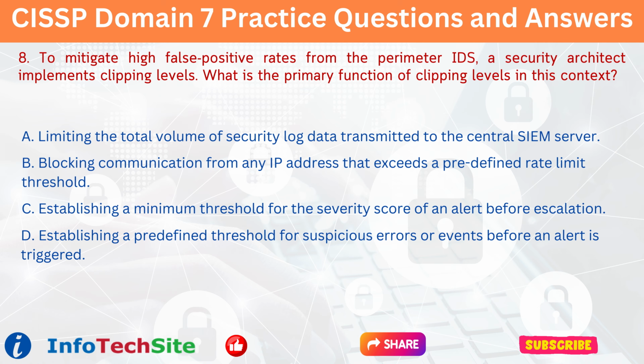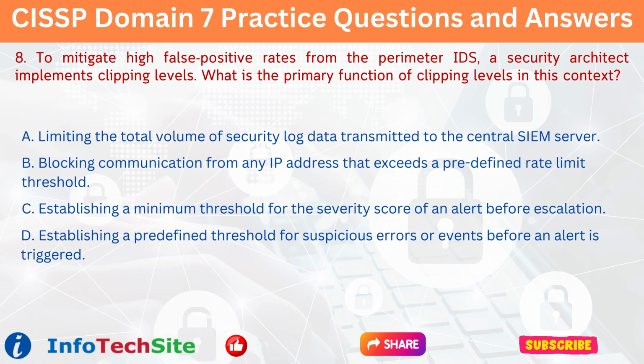8. To mitigate high false positive rates from the perimeter IDS, a security architect implements clipping levels. What is the primary function of clipping levels in this context? A. Limiting the total volume of security log data transmitted to the central CIEM server. B. Blocking communication from any IP address that exceeds a predefined rate limit threshold. C. Establishing a minimum threshold for the severity score of an alert before escalation. D. Establishing a predefined threshold for suspicious errors or events before an alert is triggered.